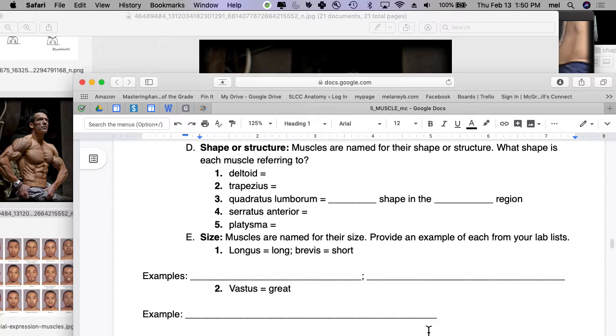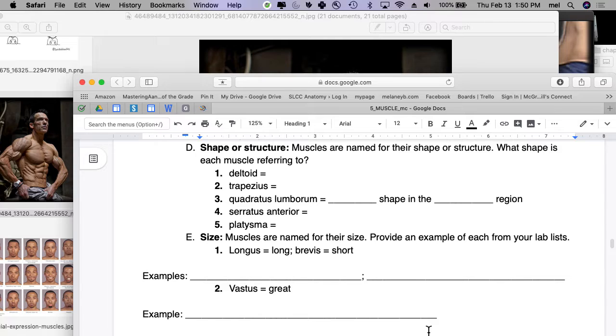Good? Okay, now you haven't met this one yet. You will next week, but it's called the quadratus lumborum. What does quadratus imply to you about its shape? Yeah, it's four-sided, a little rectangle-looking muscle, and where should it be? Right there, and that's exactly what it is. Four-sided muscle, right in the lumbar region, one on each side. Good? Okay.